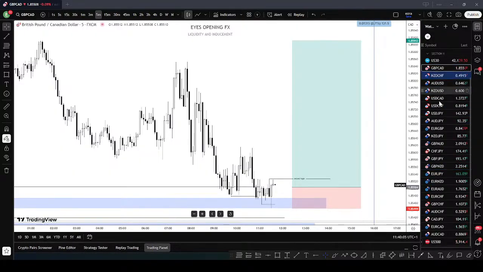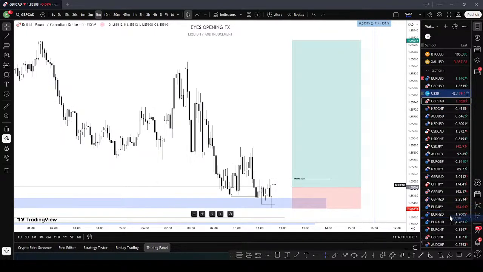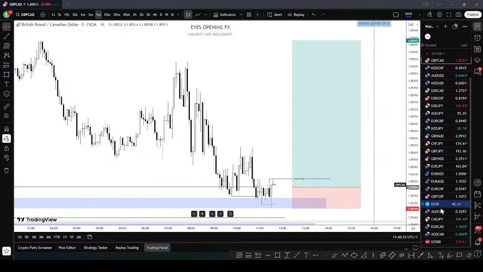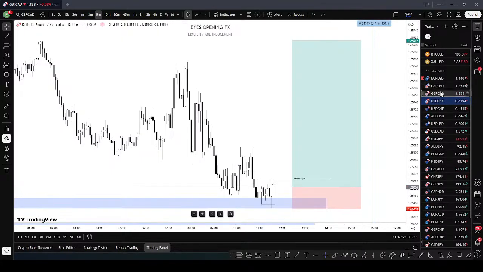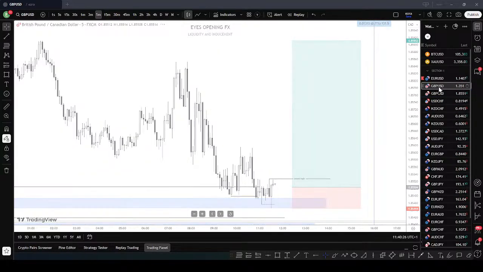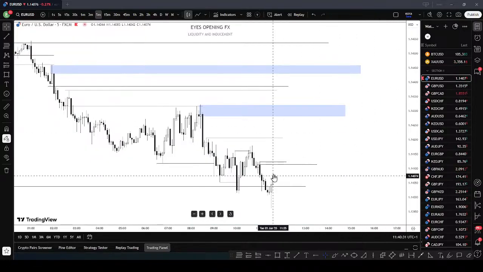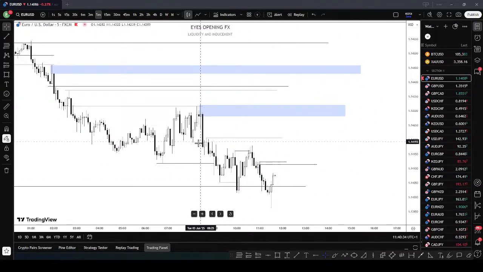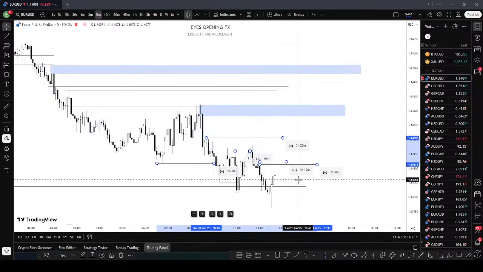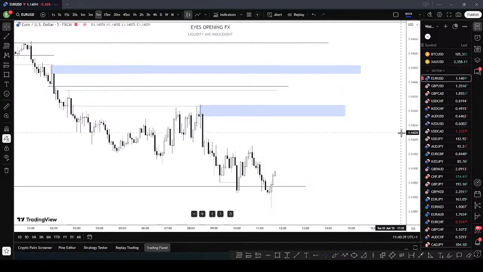New Zealand card. Okay. We break this high. It has already taken out this now, so there's no reason why we should be looking for buy currently on this pair.